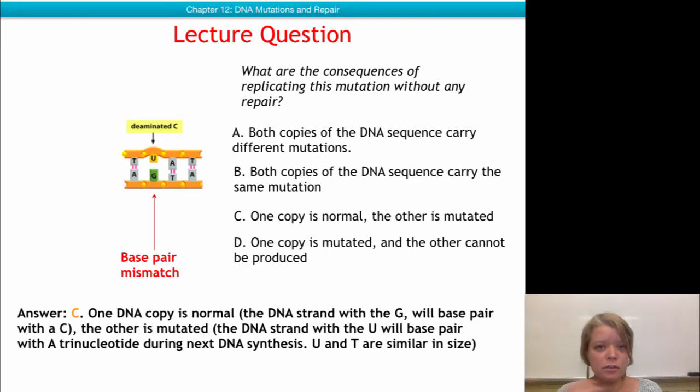So the answer to the question is, of course, C. When a deaminated cytosine is changed to uracil, one DNA copy will be normal. That's the bottom copy here that still has a guanine there. And the other will be mutated. This is the copy that has a uracil. And if not fixed, and if this DNA strand is allowed to serve as a template during the next DNA replication, it will result in a permanent mutation incorporated into the DNA.